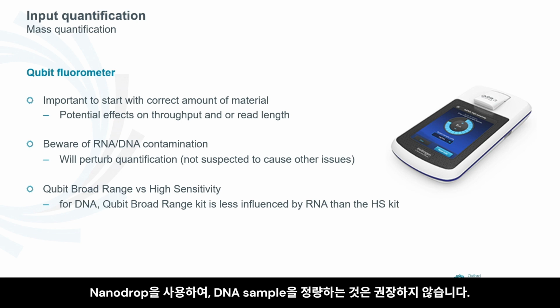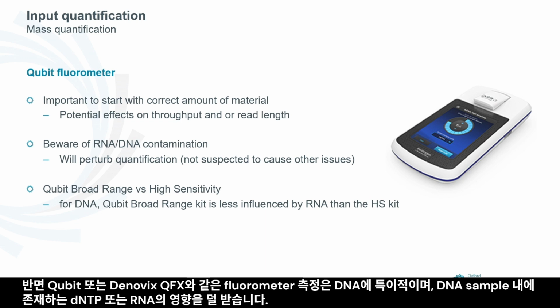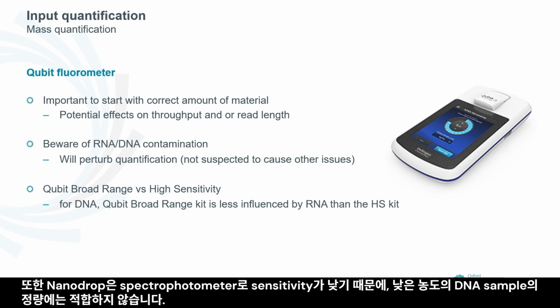We would not recommend the use of NanoDrop as it is not selective and unable to distinguish between DNA, RNA, or protein, and is easily affected by other contaminants like free nucleotides, salts, and organic compounds, as well as variations in base composition. Qubit measurements, on the other hand, are specific to DNA and less influenced by carryover dNTPs and RNA in the sample. In addition, the sensitivity of spectrophotometer is often inadequate, prohibiting quantification of DNA and RNA at low concentrations.